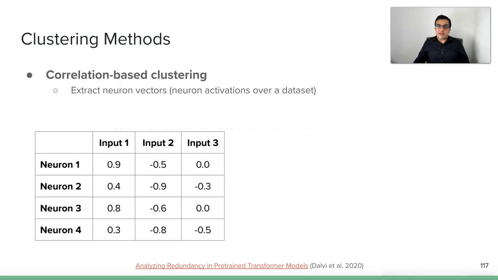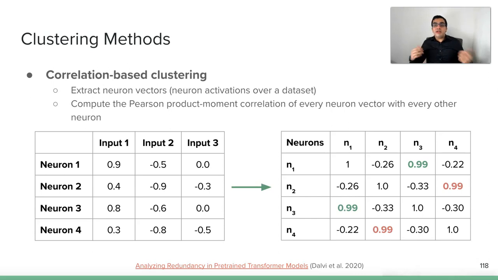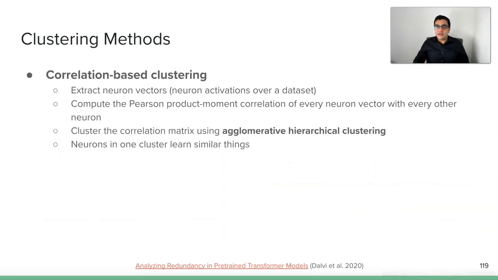Let's look at a concrete example. Here we have neuron vectors extracted over a dataset for 4 neurons, and each neuron vector is a row in this table. The Pearson correlation is first computed between each neuron vector pair. In this case, we can see that neurons 1 and 3 have very high correlation as highlighted in green, and neurons 2 and 4 have a very high correlation as shown in orange. The authors use this to show that these neuron pairs are redundant with each other.